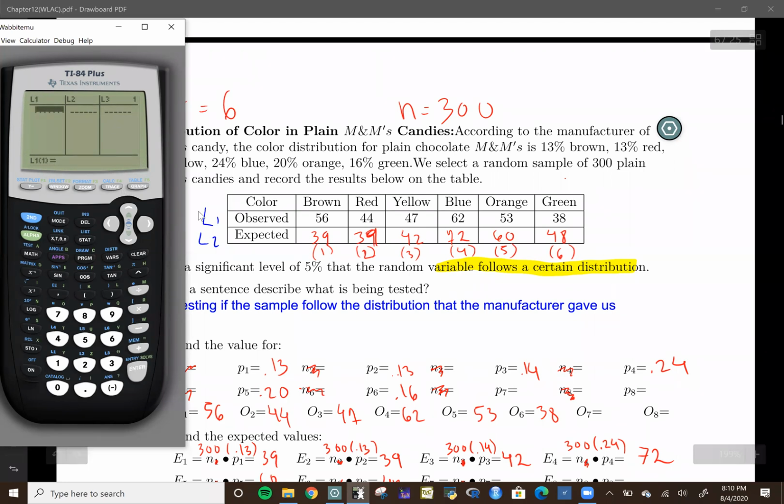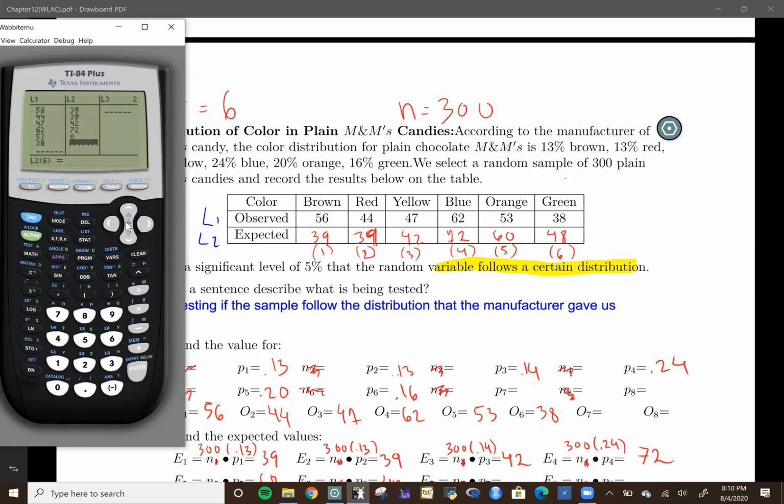In L1, I'm going to enter all of the observed values. So I'm going to do 56, 44, 47, 62, 53, 38. All right, so that's my observed value. For my expected value, we're going to put 39, 39, 42.